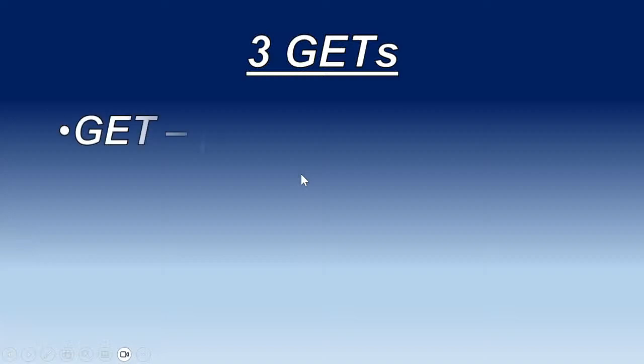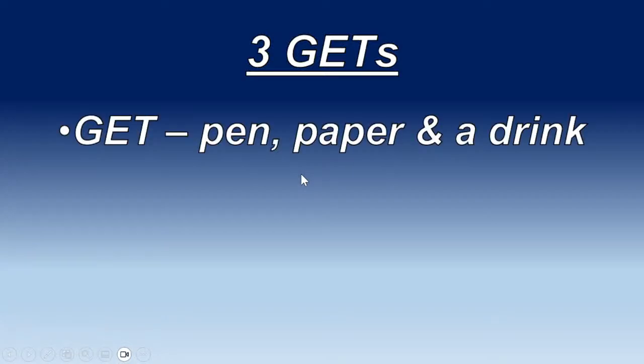So I call them the three gets. Let's start off with get number one. Get a pen, a piece of paper, and something to drink. Of course, it's 5 o'clock somewhere. It's almost 5 o'clock here on the East Coast, although on a Wednesday, but to each his own. But grab a pen and a piece of paper, and you might want to take some notes.